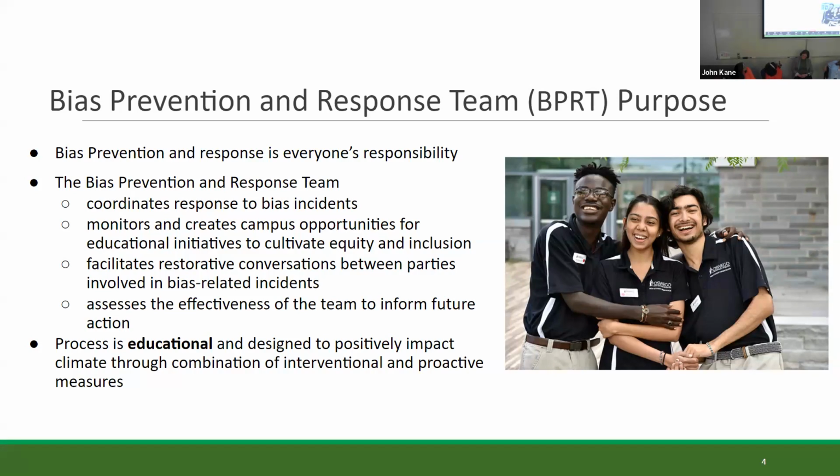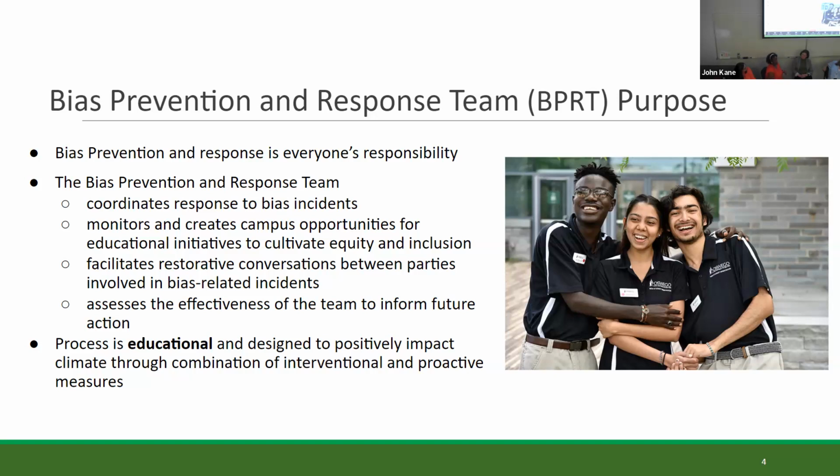So we really want to make sure that the campus is a place people feel like they belong, and the bias prevention response team, the opportunities that we create for education and the initiatives that we're working on should help cultivate that kind of environment. We're also working on leading more into restorative practices. So we're talking about facilitating restorative conversations between parties involved in bias-related incidents. And again, we'll talk a little bit more about that later on.